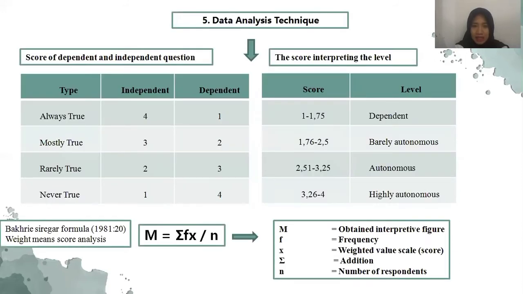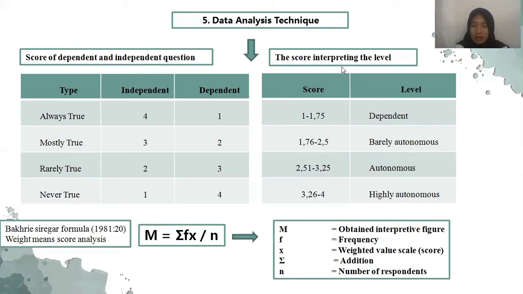Data analysis technique. The data analysis technique in this study, the researcher uses the weighting scale, weight means score analysis, with this formula as we can see on the screen. And the score for dependent and independent questionnaire items is different. If always true, independent items will get 4 score and dependent 1 score, and so on.